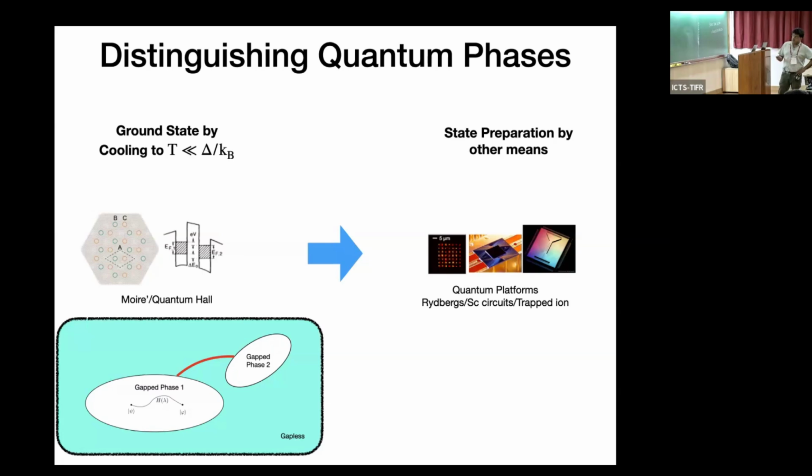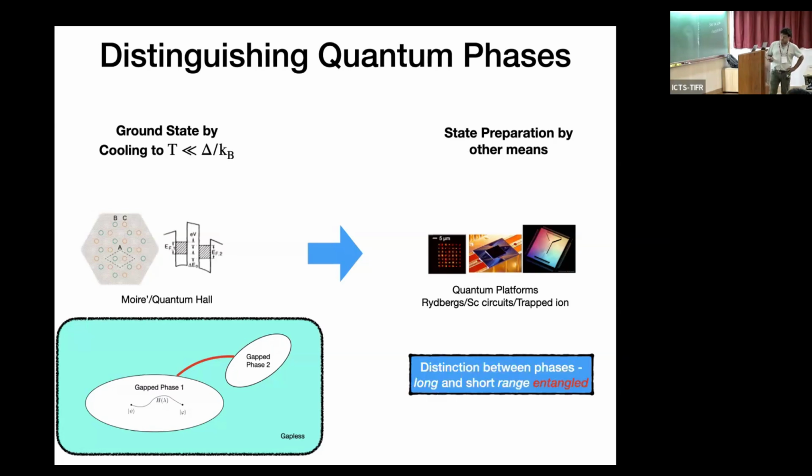It's a little bit more complicated for these quantum platforms because we don't quite have a notion of temperature. So you have a lot of control, so you have a lot of information about your system. You're not quite in the thermodynamic limit. And you can ask, what is the distinction between quantum phases? What is the analog of having phase one and phase two? What is the analog of gapless? And here, this is really where entanglement comes to your rescue. You can think about short-range entangled and long-range entangled phases. What is the quality of entanglement? And this can help you distinguish different phases.